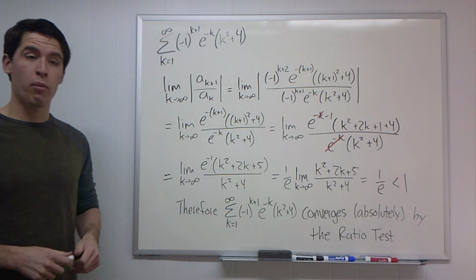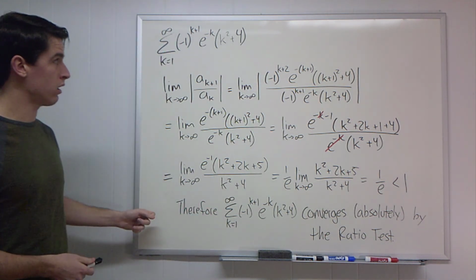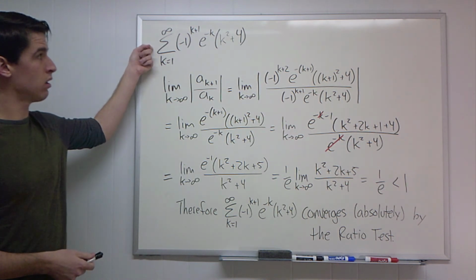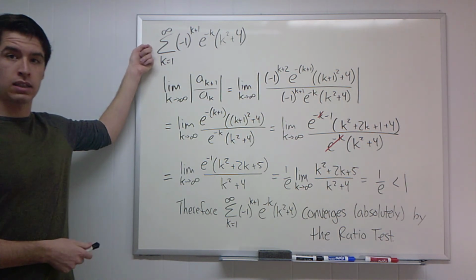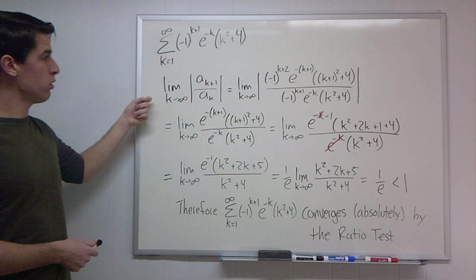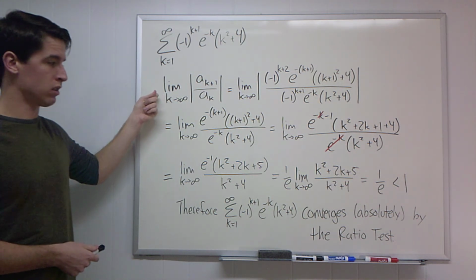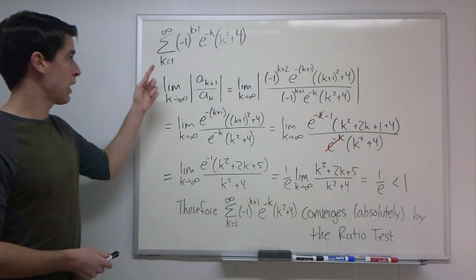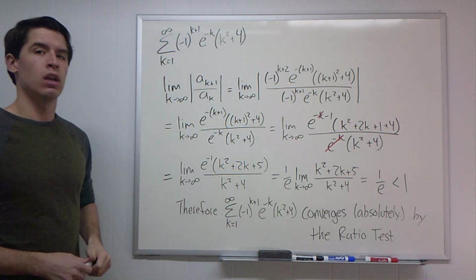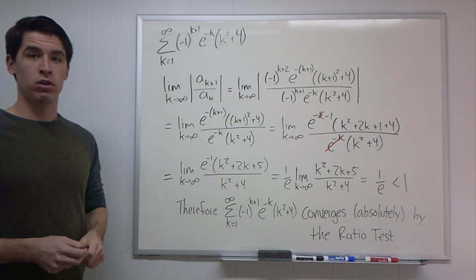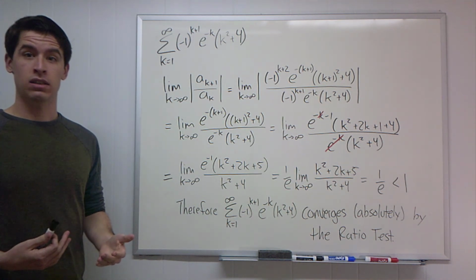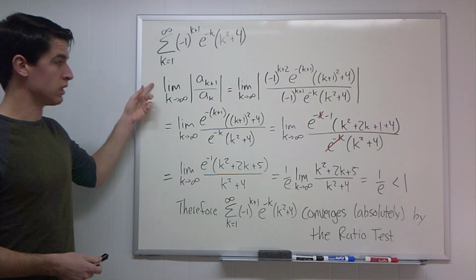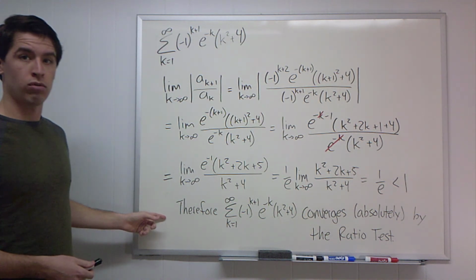So one quick comment about our work here is this series is an alternating series, but we used the ratio test to show that the series converges. So just because we have an alternating series does not mean that we have to use the alternating series test. In this case, it was much easier to use the ratio test.